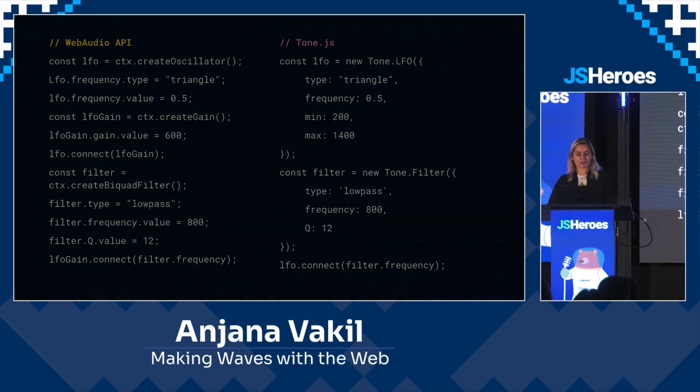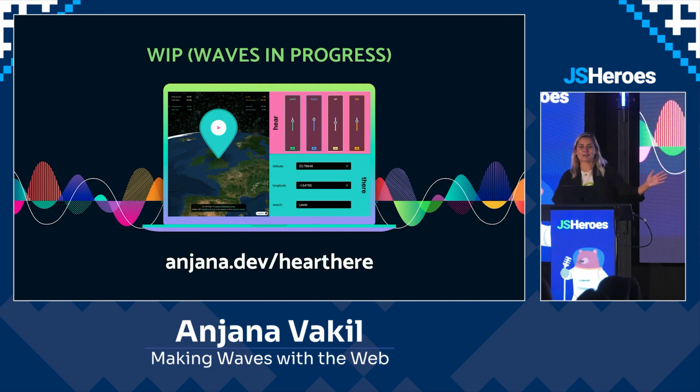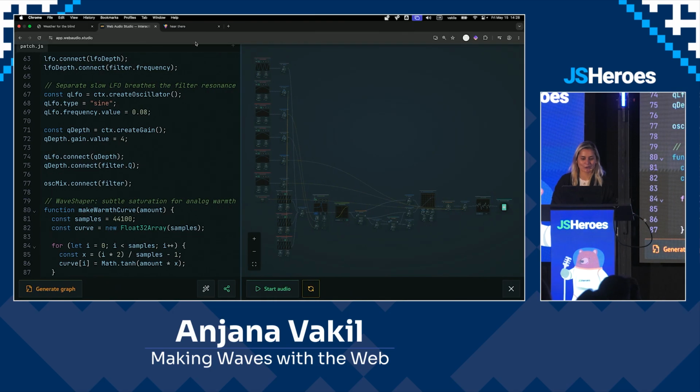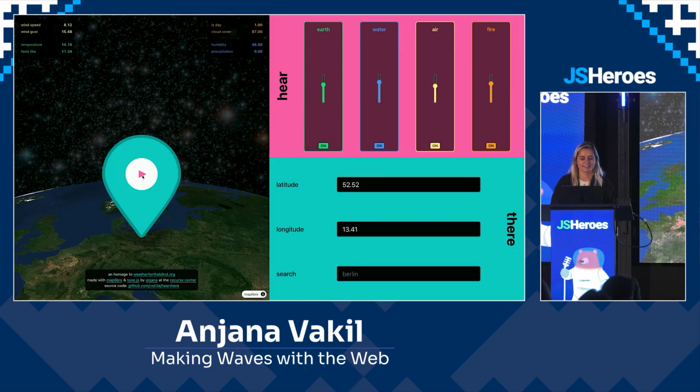But this is what I have used to make a WIP project, a Waves in Progress project, that is essentially my little homage to Weather for the Blind. You can check it out at anjana.dev/here-there, which, yes, does look like heart here, and that's deliberate. I'm just going to show that to you real quick, or we're going to listen to it real quick. So what we've got here is some weather data piped into WebAudio and Tone.js, and by default, it's in Berlin, where I'm based right now. Let's listen to Berlin.